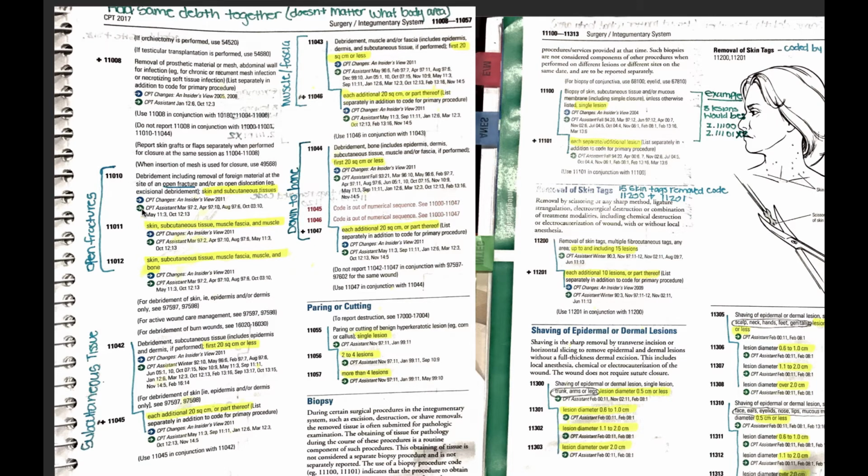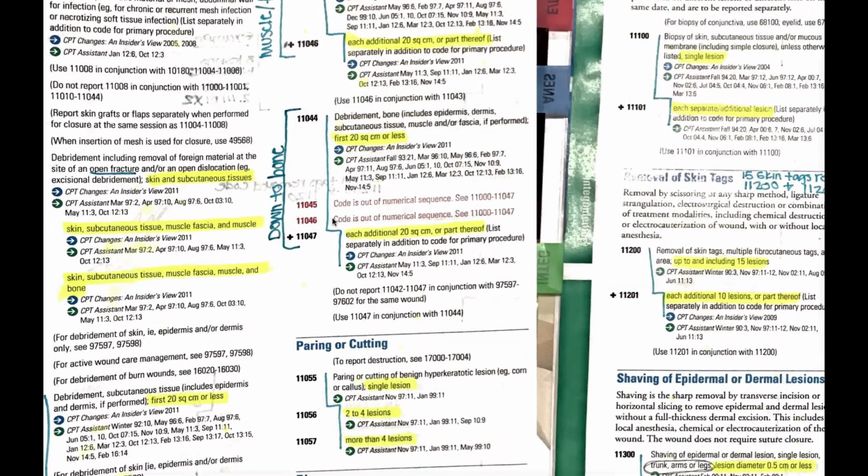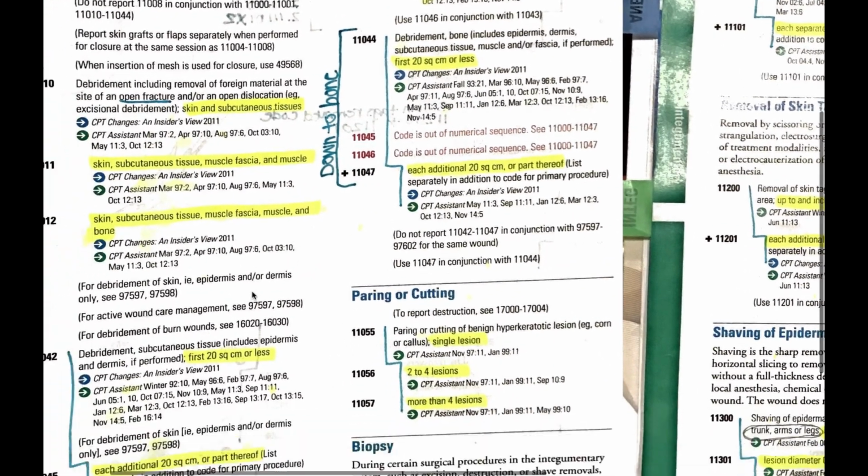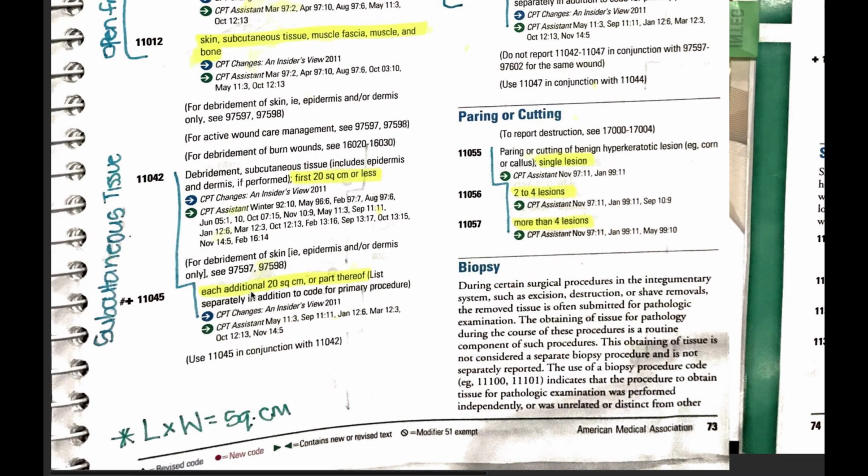This is the debridement section. As you can see, I have bracketed the open fracture debridements, the subcutaneous tissue debridements, the muscle and fascia debridements, and the down to bone debridements. Let's look at the subcutaneous a little closer. As you can see, the subcutaneous debridement says debridement subcutaneous tissue, first 20 square centimeters. There's a parenthetical note that says, for debridement of the skin, see these codes.